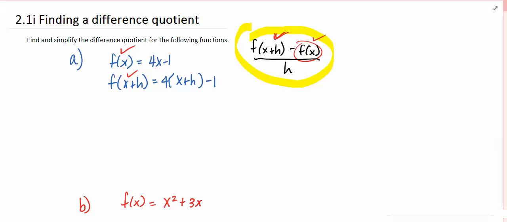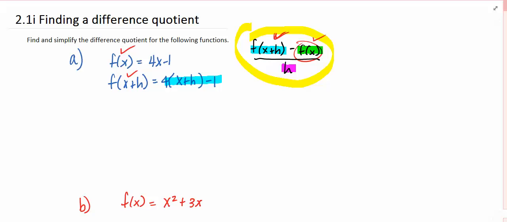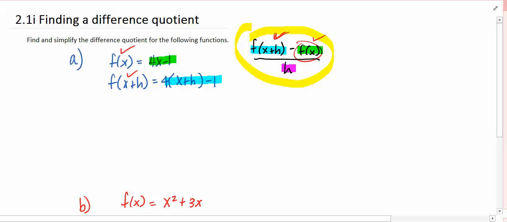They want me to take the first adjusted function, and they want me to subtract the regular original function, and then they want me to put that over h. So let's take a look. Here's the blue one. Here's the adjusted function. Now I'm going to subtract from it the regular function, and then I'm going to drop it over an h. Here we go. For x plus h, I'm just copying. Here's the minus that belongs to the formula, minus. And then here's the green 4x minus 1.